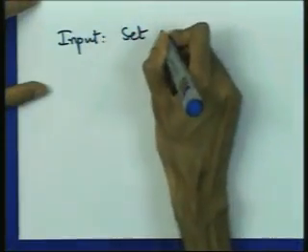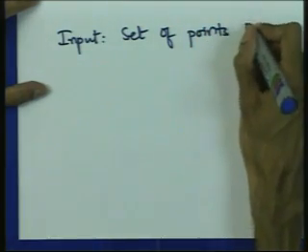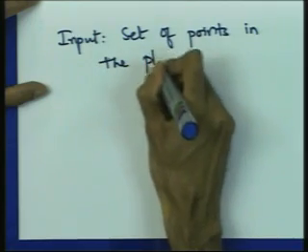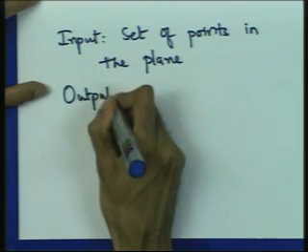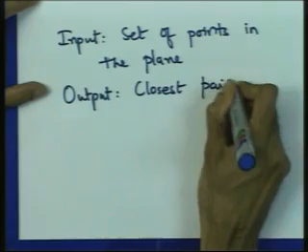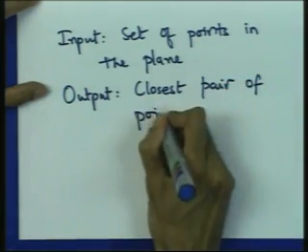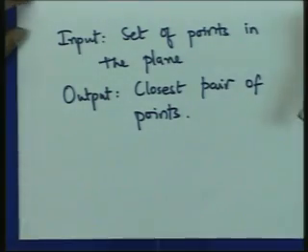is a set of points in the plane, say. The output: I want the closest pair of points. So given some points, I can compute the distance, and among these points that you are given in the plane, you want to find the closest pair.